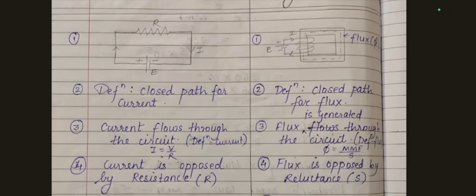Now the second point, what you have to write? You have to write the definition of the closed path for current. What is an electric circuit? It is the closed path for current, remember. And what is a magnetic circuit? It is the closed path for flux.